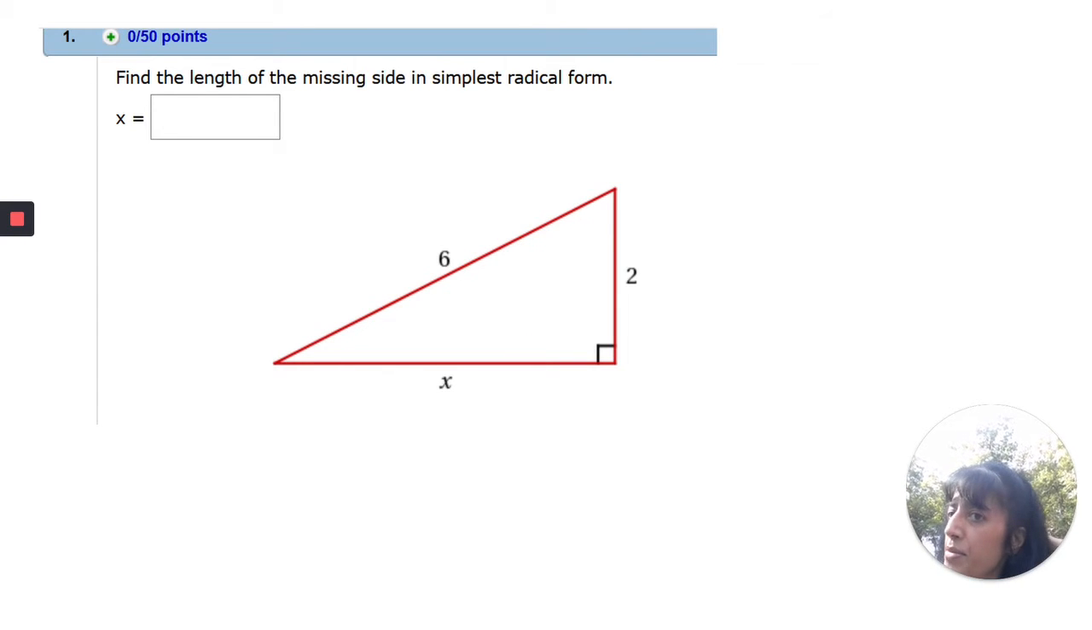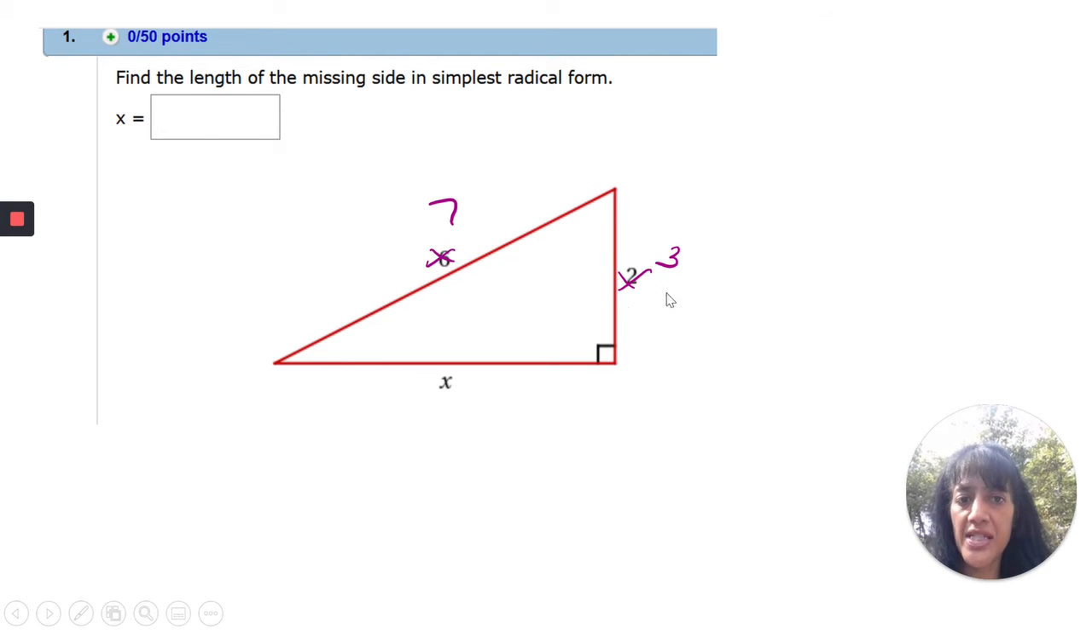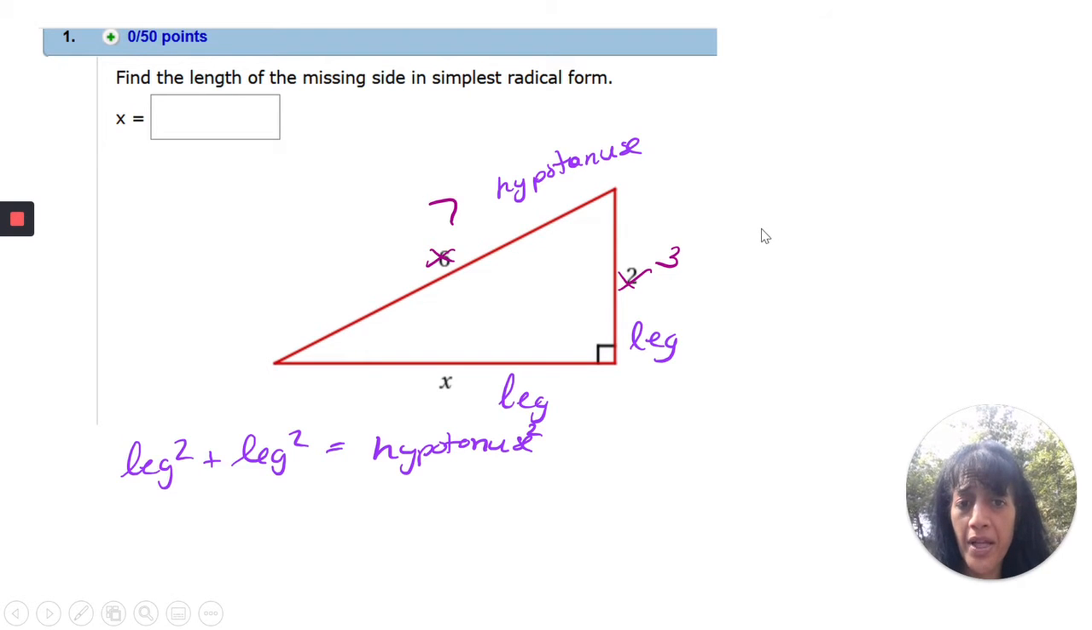All right, I changed the numbers on these because these are the same for all the problems in WebAssign. So I just made the 6 into a 7 and the 2 into a 3, so it's not the same exact problem. What they want you to use here is Pythagorean's theorem that says that the leg squared plus the leg squared is the hypotenuse squared.